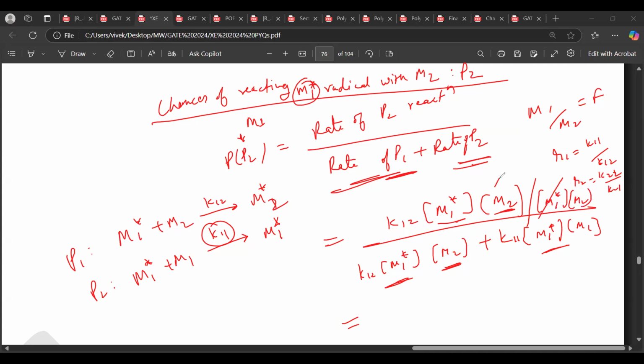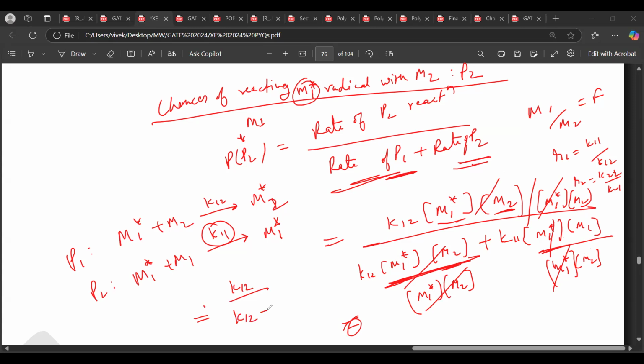So they are going to cancel out. And in the denominator, if you divide M1 star M2, they are going to cancel out. And here, if you divide M1 star, okay, so M1 star is going to cancel, M1, M2 is there, right? That's what I wanted, right? So I can get my answer K12 divided by K12 plus K11, and M1 by M2 is F.